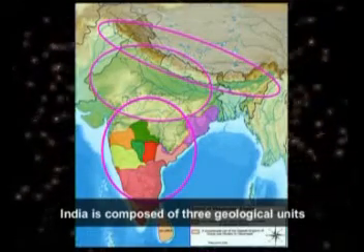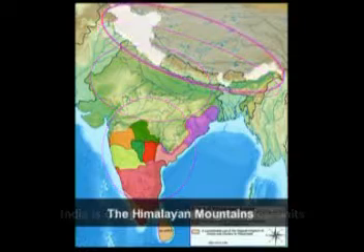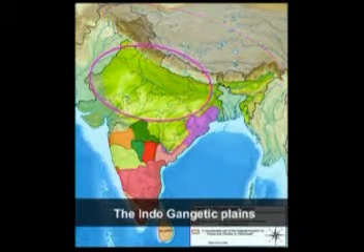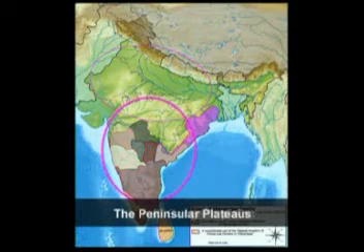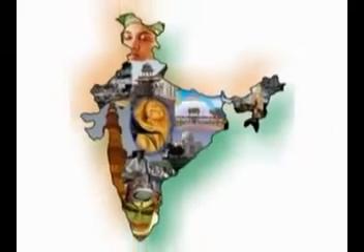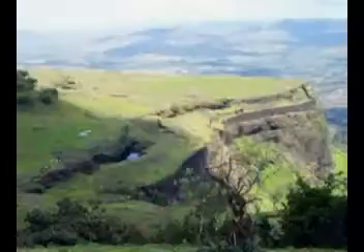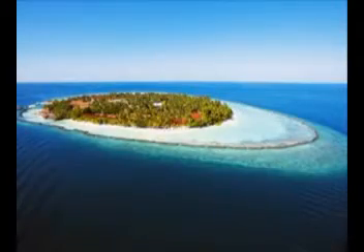Geology. Generally, India is composed of three geological units: the Himalayan mountains, the Indo-Gangetic plains and the peninsular plateaus. Our country has all major physical features of the earth such as mountains, plains, deserts, plateaus and islands.